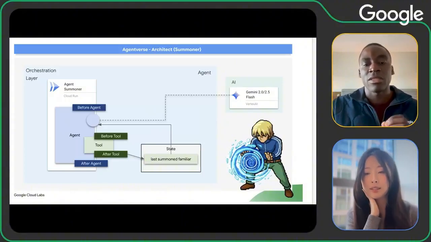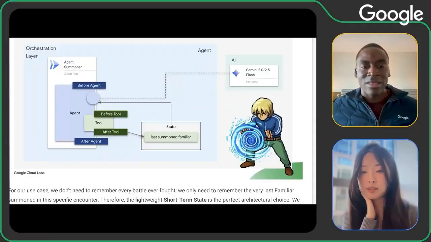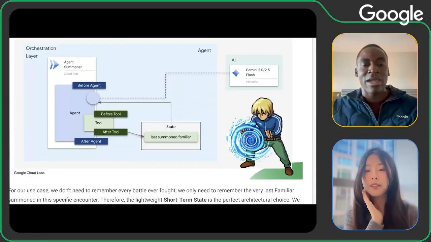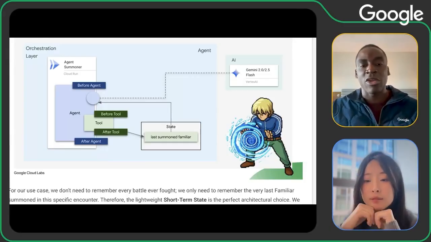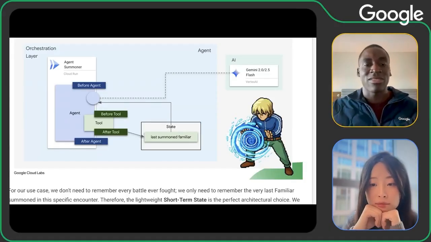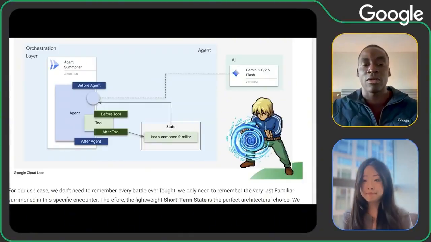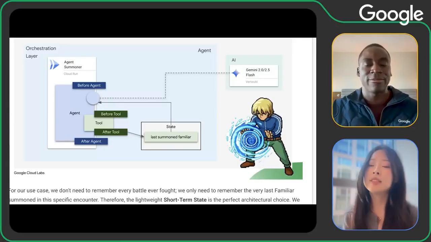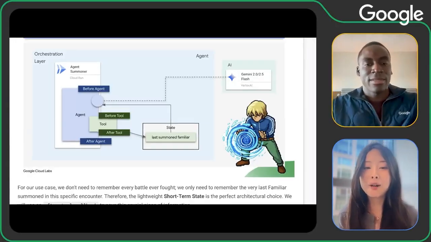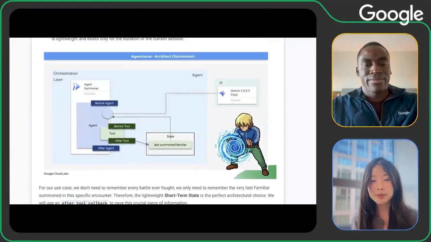Whenever a tool gets called, we're going to remember the last familiar that was summoned. Remember, our summoner is summoning different familiars, earth, water, and fire, to fight these different monsters. Before we call a monster, we want to save the state of what was last called, whether it was fire or water. To do so, we're going to call that after tool callback to interact with our state and add new values to state. Sure. Let's see how we are able to save that state in a specific callback.